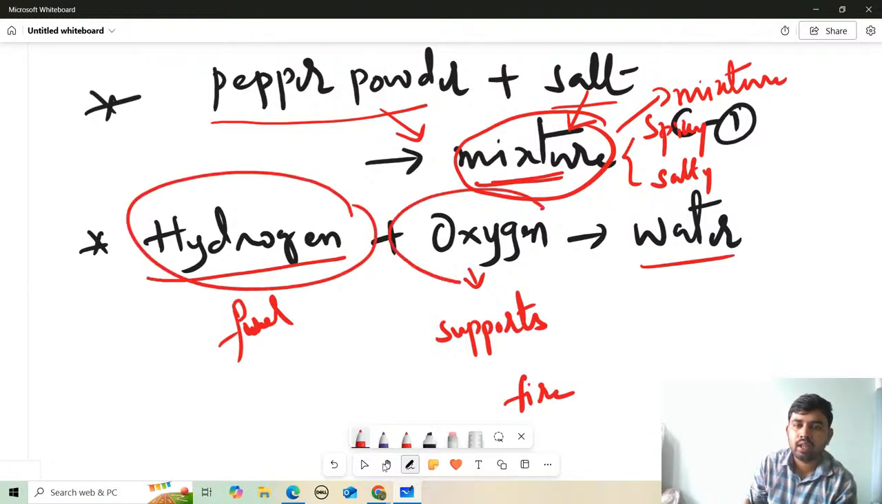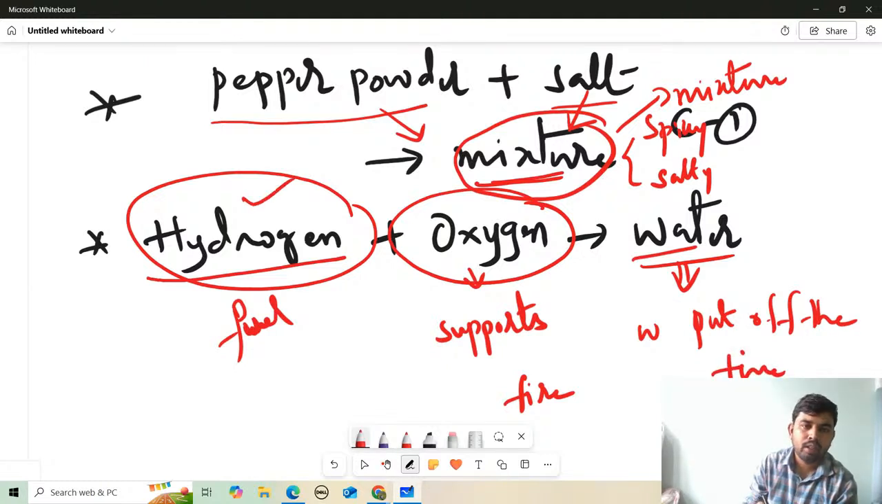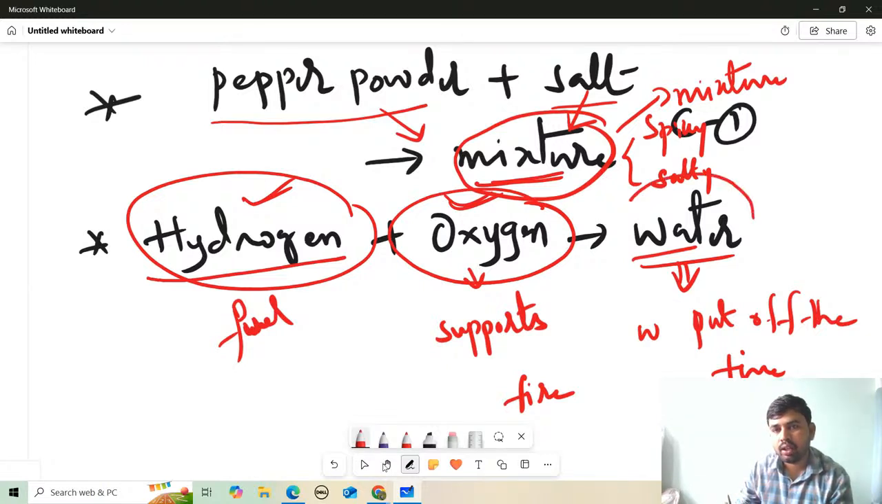These two are undergoing a chemical change, and they are forming a new substance called water. This water has a property: for what purpose are we using water? To put off the fire. Let's remember, put off the fire. So these things, when they are in the individual form, have certain properties, and when they undergo the chemical change, they lose their original properties and form the new substance.